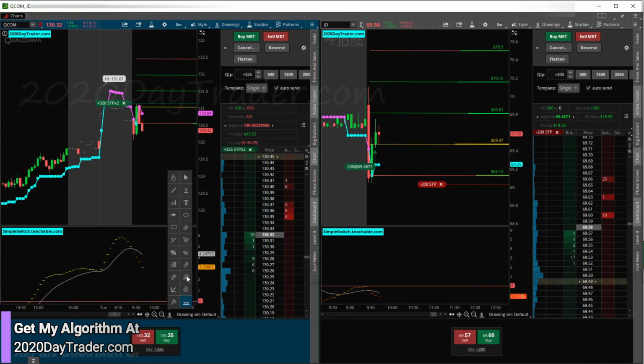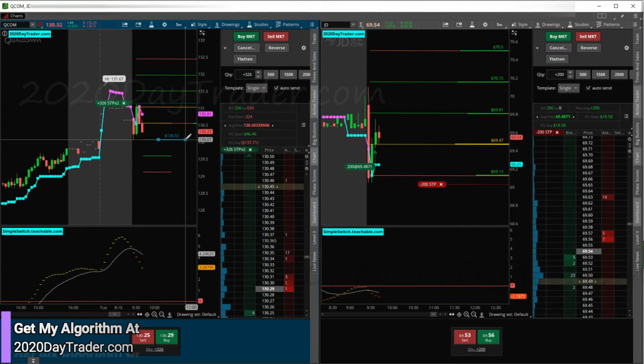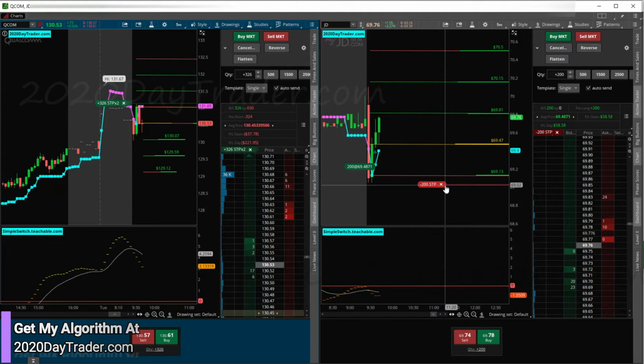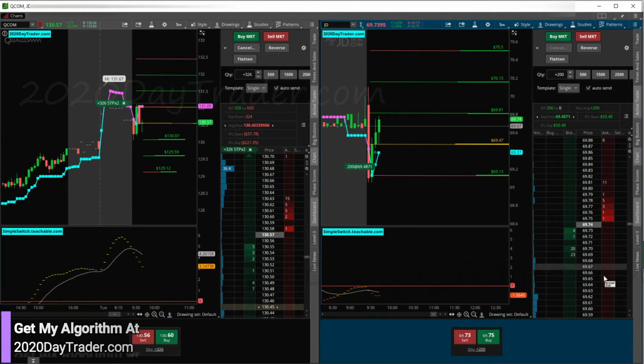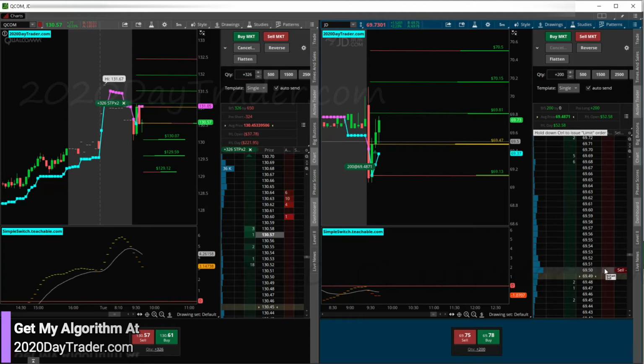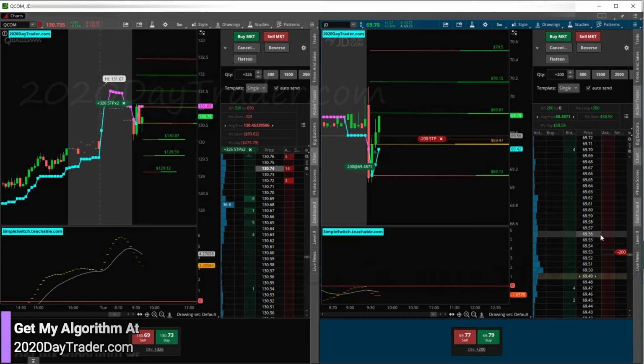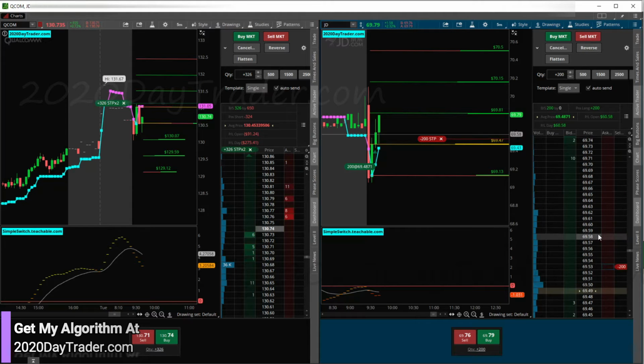Let's mark up the speed bump on QCOM. Okay, there we go, JD, come on. So it made it at least 90% of the way, so I'm going to go ahead and move my stop to break even. Make sure I got the right share size in there, 200. It's about a 3-cent spread. $69.81 is the target.